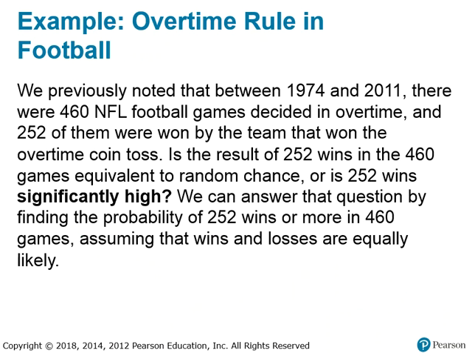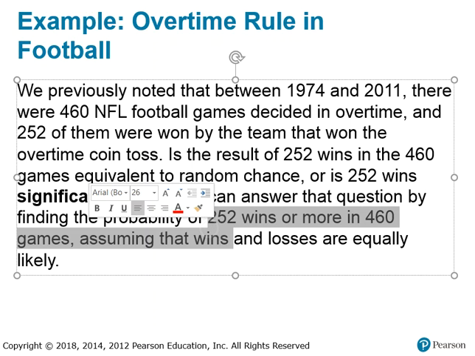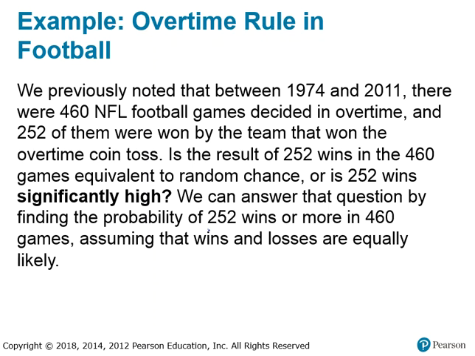So we have a second scenario this time. It's overtime in football. So we know that between 1974 and 2011 there were 460 NFL football games decided in overtime. 252 of them were won by the team that won the overtime coin toss. Is the result of 252 wins in the 460 games equivalent to random chance, or is 252 wins significantly high? So we're going to answer this question by finding the probability of 252 wins or more in 460 games.